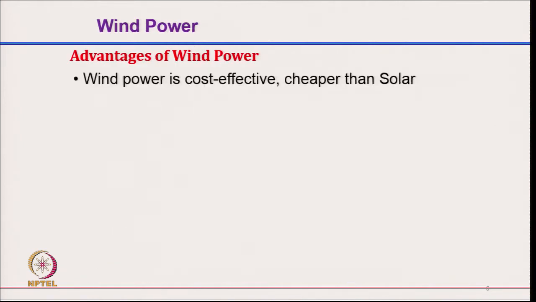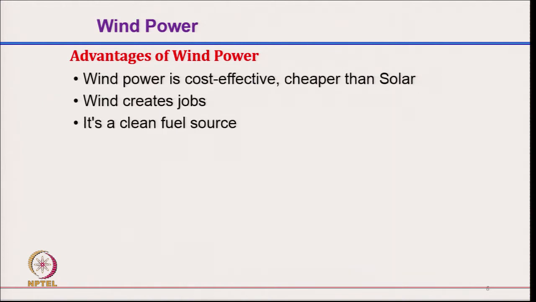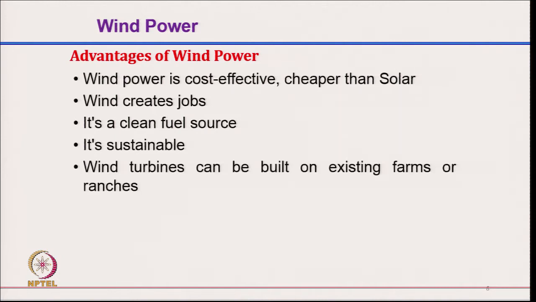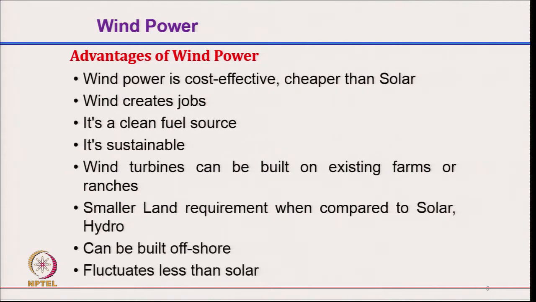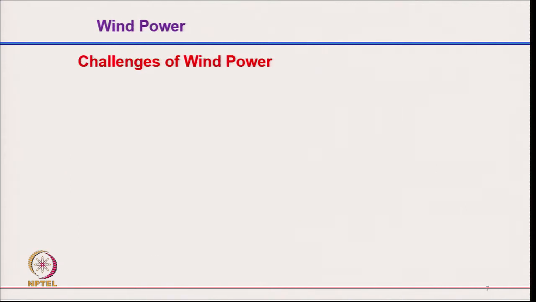The advantages of wind energy, or wind power: it is cost effective, cheaper than solar, and wind creates jobs. It is a clean fuel source, it is sustainable, and wind turbines can be built on existing farms or ranches. It has a smaller land requirement when compared to solar or hydro, and it can of course be built offshore, and it fluctuates less than solar.